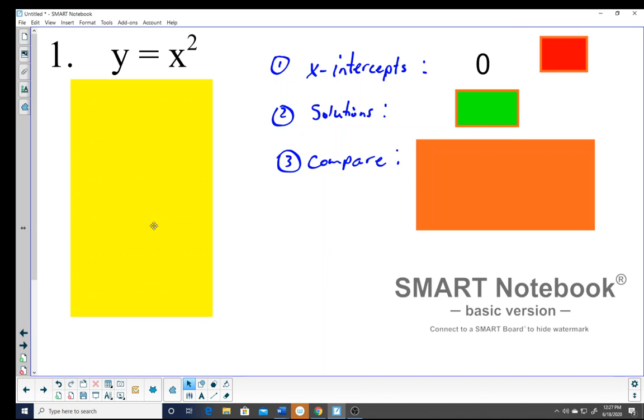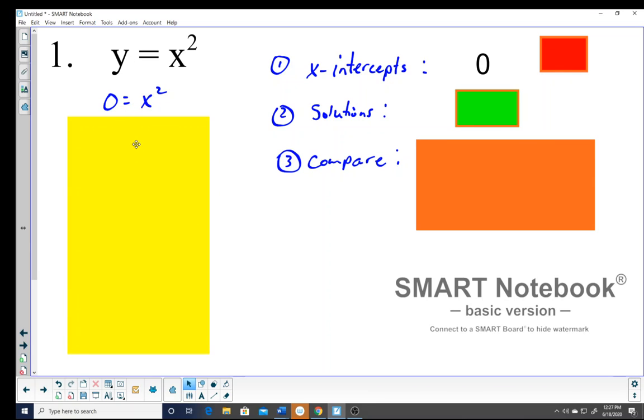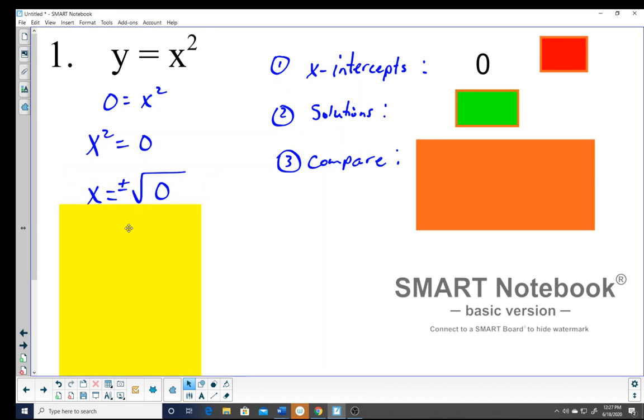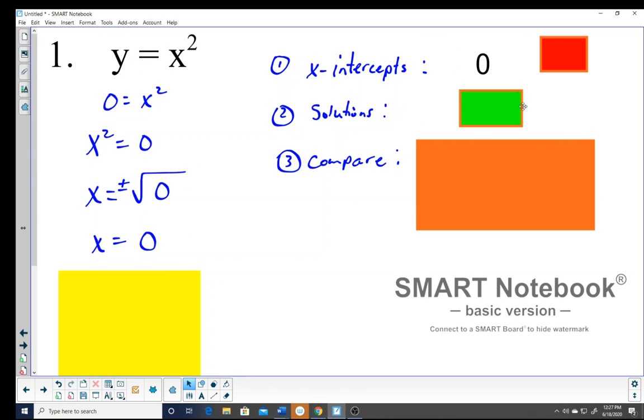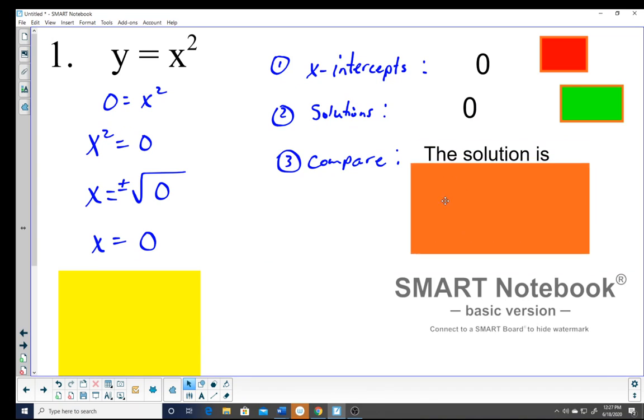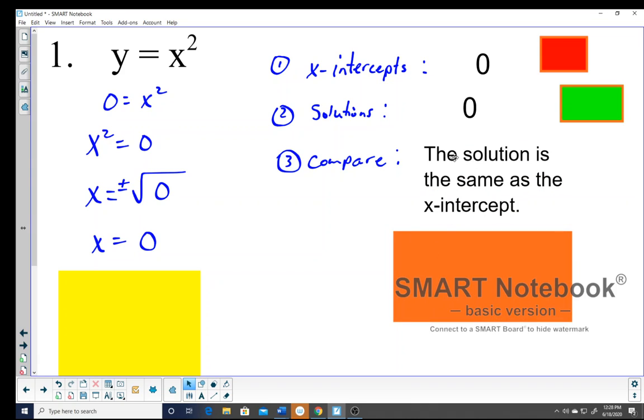Now let's solve it. Let's see what we get. So to solve it, you first want to change y to 0, so you got 0 is equal to x squared, and that just means that if x squared is 0, x is going to be the positive or negative square root of 0, which obviously is just 0. So your solution is 0. Now remember, 0 doesn't mean no solution. 0 just means x equals 0. So what do you notice about the x-intercept and the solution? Obviously, the solution is the same as the x-intercept.